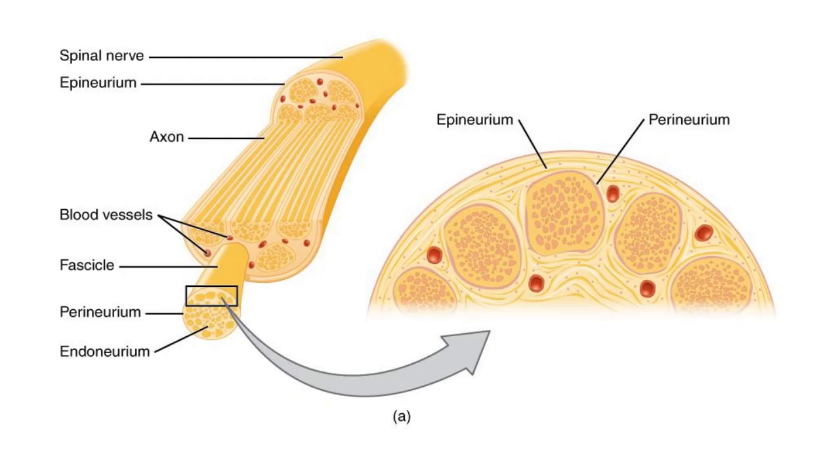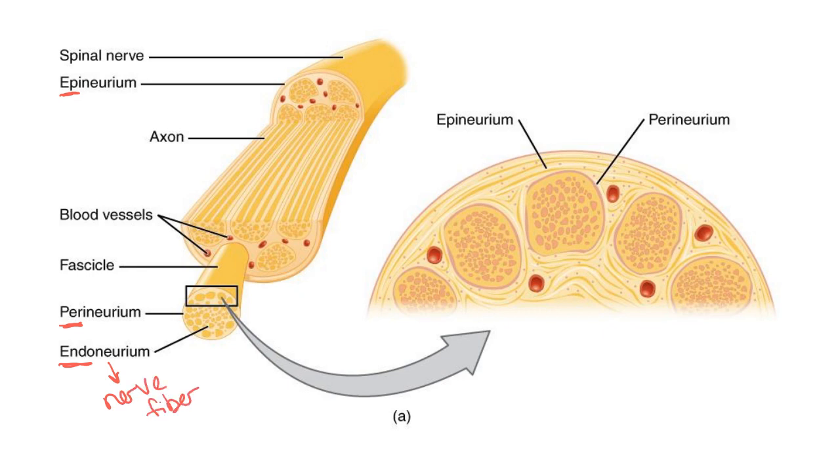So these nerves have protective coverings, just like the muscle did. The names are very similar: the endo, peri, epi again. Just instead of mesium, remember it was endomesium, epimesium, perimesium, here I've got neurium. So the endoneurium is around each individual little nerve fiber.